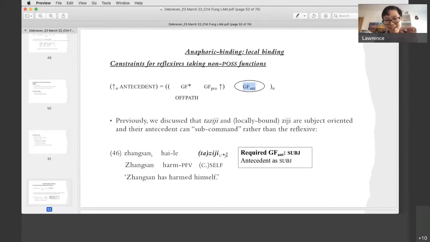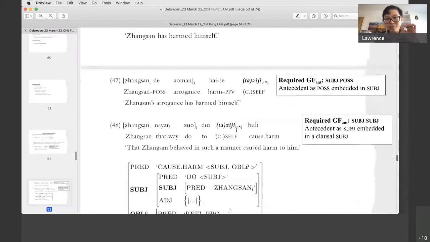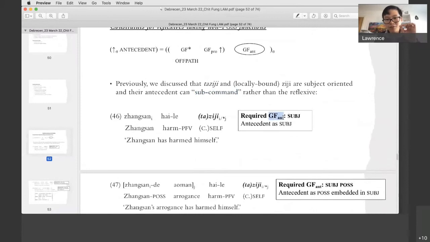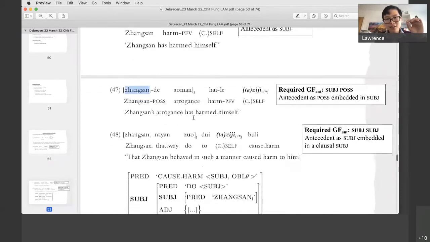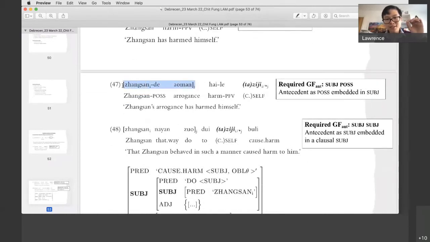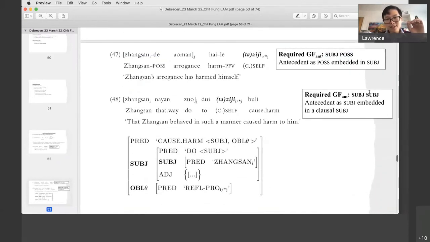As we just said, there is a subcommand relation, which means the GF can be further embedded. It can be embedded in a subject, a possessor in a subject. So that's what this is about. Or it can be a subject inside a subject clause. So how do I know about this?